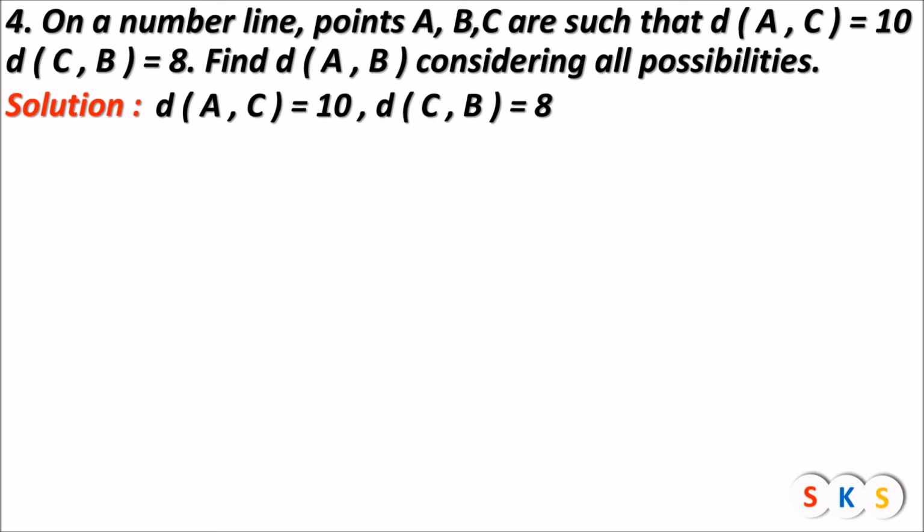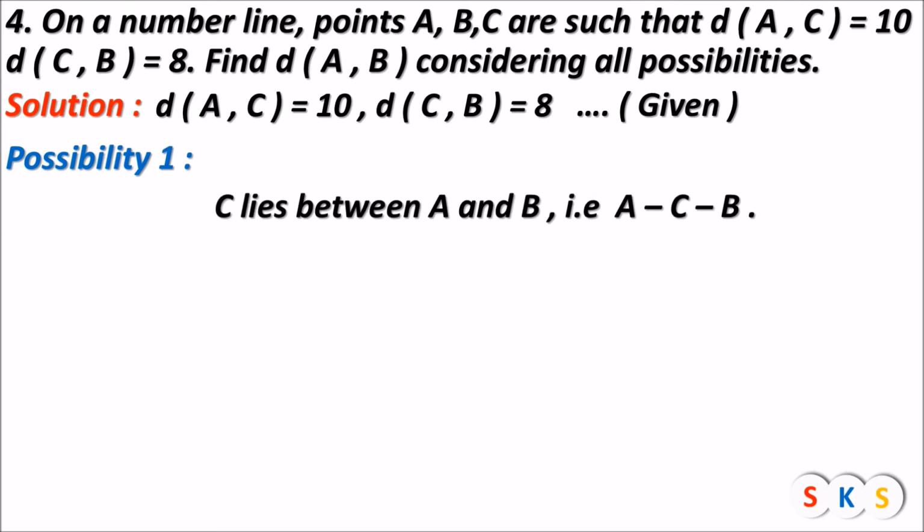Here it is given that points A, B, C lie on the same line, but the positions of points A, B and C are not mentioned. It means we don't know which point will lie between the other two. So here we have some possibilities. Here we have the possibility number 1.